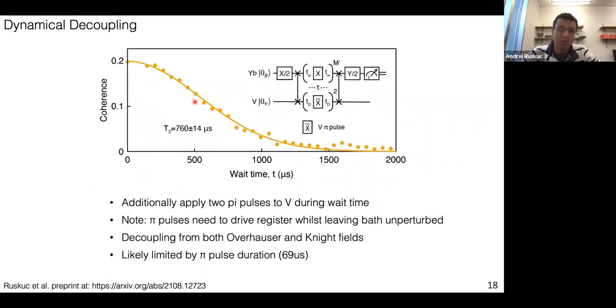We can also decouple the vanadium spins directly from the Overhauser field itself by doing dynamical decoupling, whereby we apply a pair of vanadium pi pulses to the register during this wait time, and this leads to an extended coherence time of the register of about 760 microseconds.